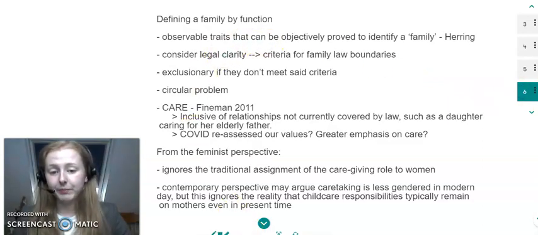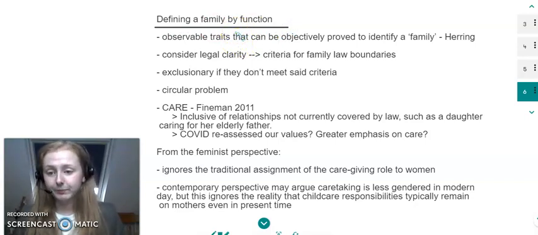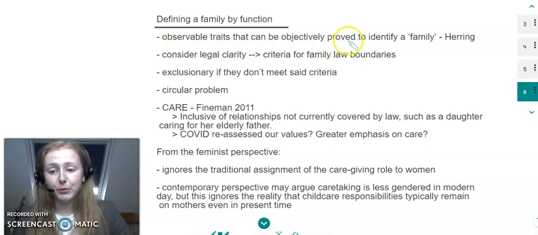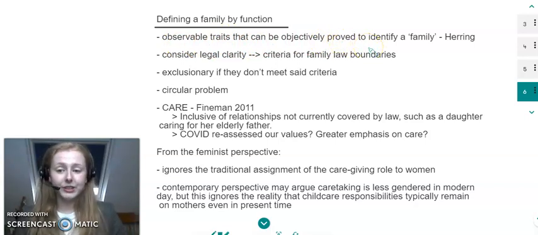This is going to be our first one. I've already put some notes on the slide, but naturally I would normally go through this with the student. So what do we mean when we say that we're going to redefine a family by its function? Exactly. So Herring said defining a family by function means that you would define it using traits that can be objectively proved. So this would be if a family, for example, is defined by care. And that is something actually Fineman said, but we should say if there is an element of care in a relationship, that means it's a family. So that can distinguish it from things like a business relationship.